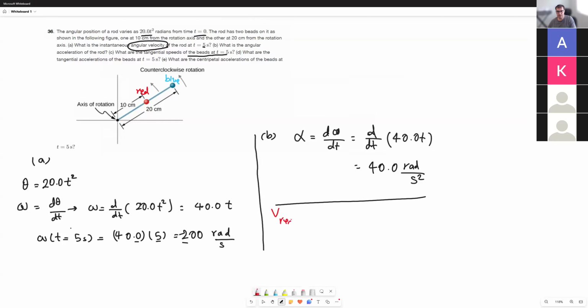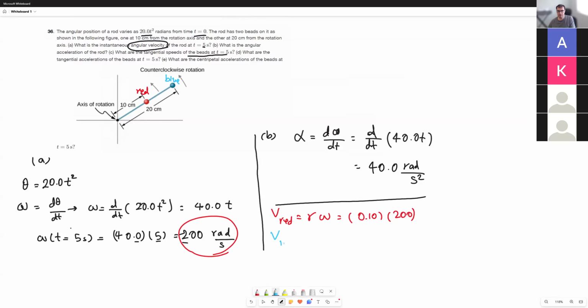V of red is going to be equal to R omega. R of red is going to be 10 centimeters, converting it to meters gives you 0.10. And omega of red and omega of blue at t equals 5 seconds are going to be exactly the same, and it was equal to 200.